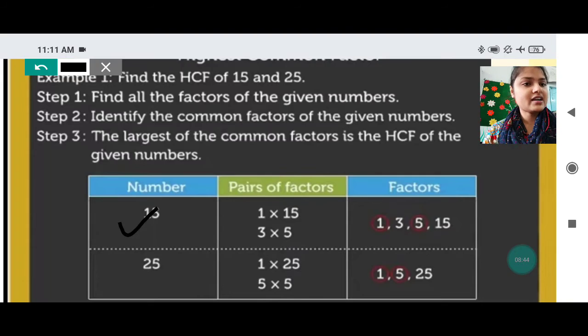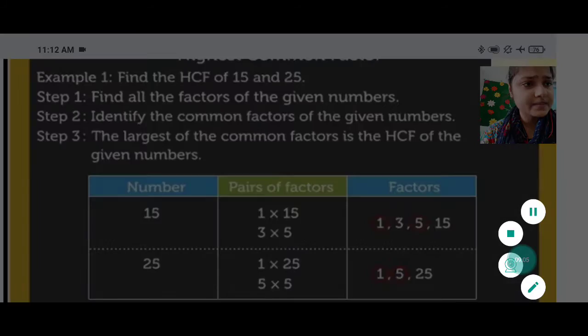Now I will write the factors separately. You can see the column, this one. I have written all the factors 1, 3, 5 and 15. And downside I have written the factors of 25, that is 1, 5 and 25. What are the common factors in these two? Common are 1 and 5, which I have circled with red also. You can see.